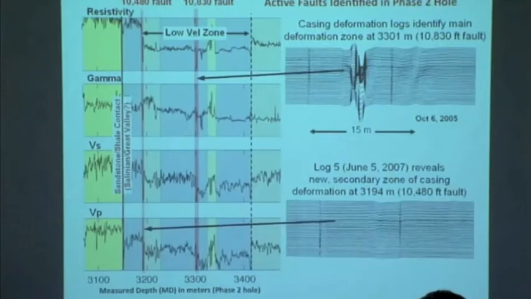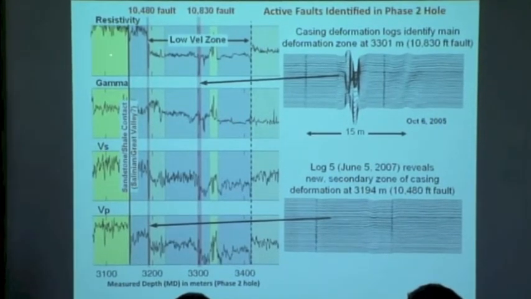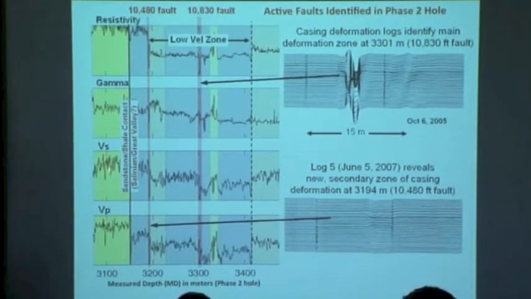Okay, so I'm going to jump for a moment here to the wireline logs. This is from the Zoback et al. EOS paper that described the results from the wireline, from the drilling operation and phase 2 drilling mainly. So again, this is a profile of measured depth in the phase 2 hole. And at the top, you have resistivity and then shear and P-wave velocities and the rock density here.